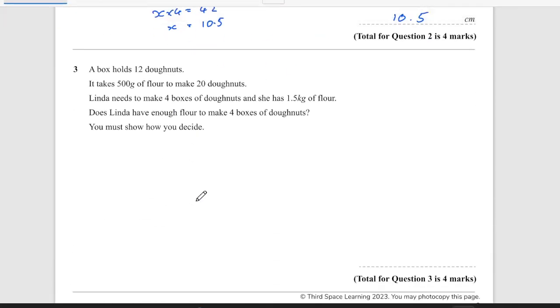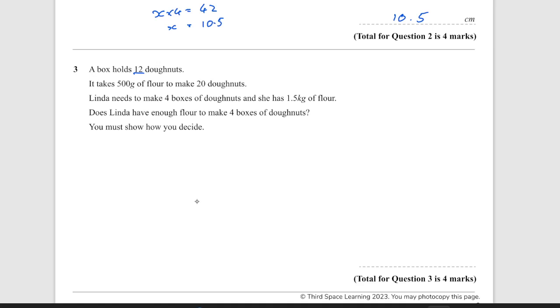Right, question 3. A box holds 12 donuts. So I'm going to underline key bits of information. I always recommend students read questions like this 3 times. First of all, to get a feel for the question. Second, to take out the key information. And the third time, to check that you've answered it. The videos would be too long if I did that, though.